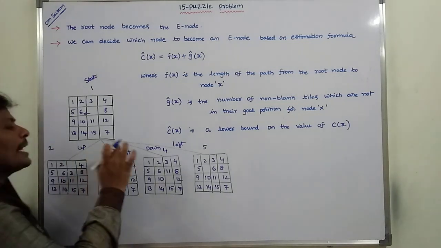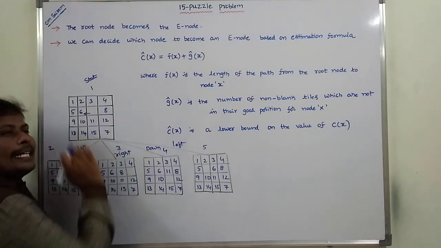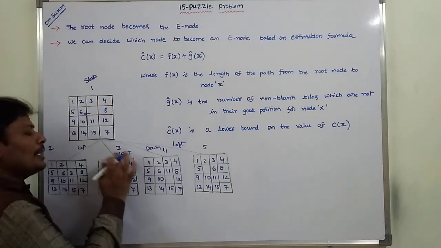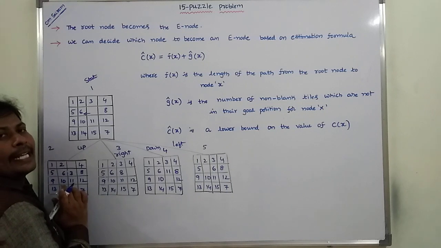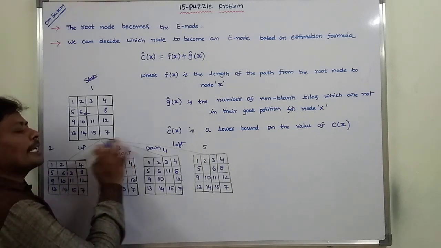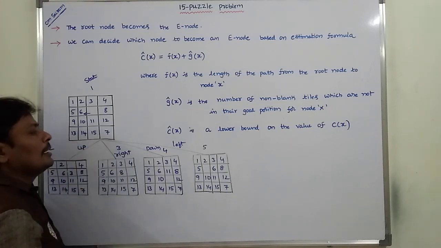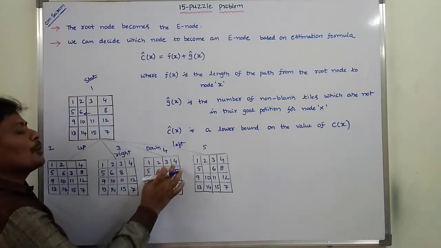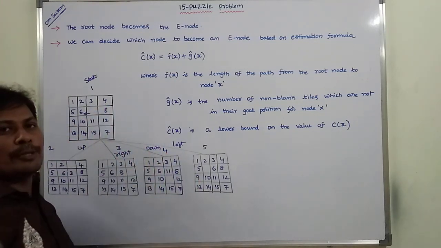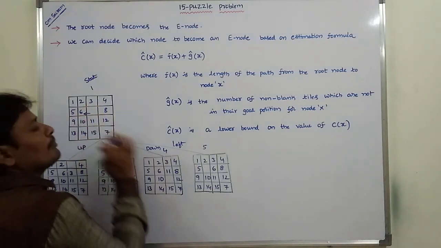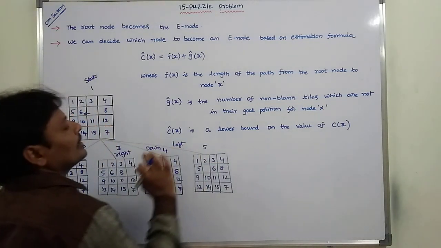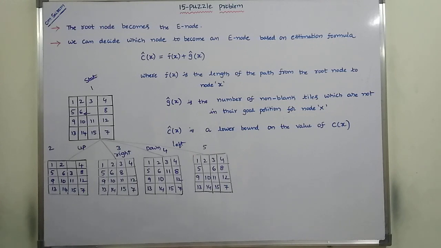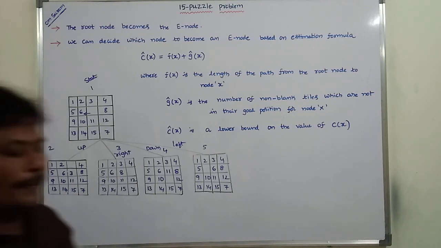Okay, the empty slot can be moved to right direction. Okay, one new arrangement we are getting. Okay, that node number can be treated as 3. The empty slot can be moved to down direction. So then we are getting a new arrangement. The empty slot can be moved to left direction. Then we are getting a new arrangement.